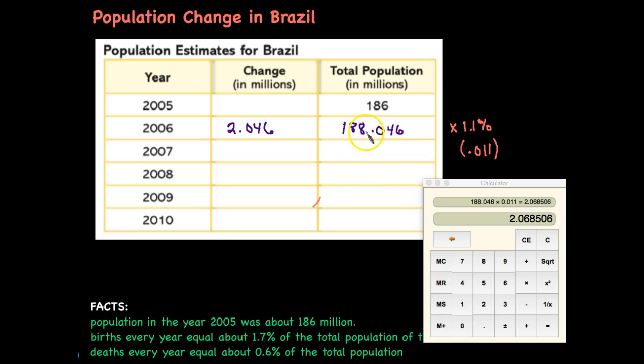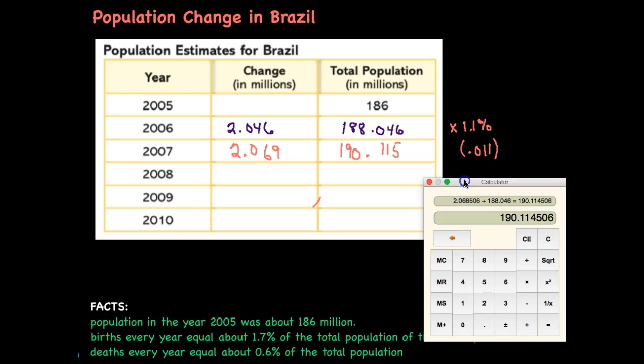So we would need to take 188.046 times our 1.1%, or 0.011, to get a new value of 2.069 if I round. And then we would need to add that to our population that we started with for this year. So we have to be careful to always add it to our new population at the start of each year. And that gives us 190.115. And we would continue that down.